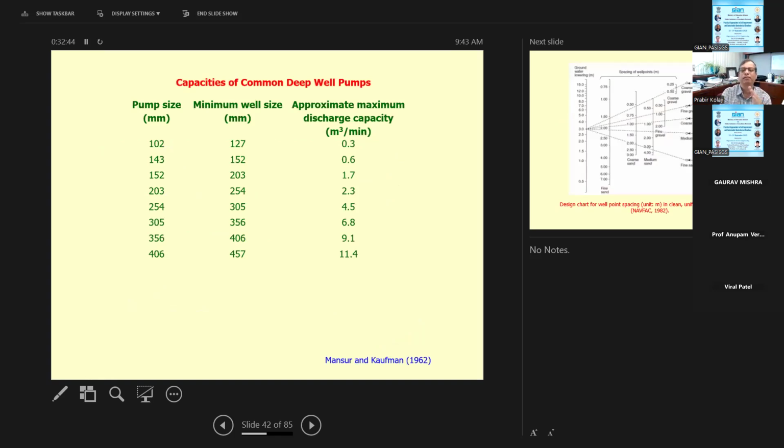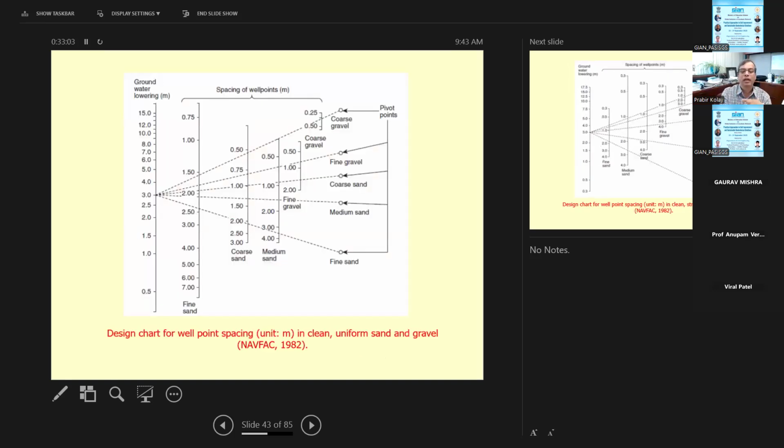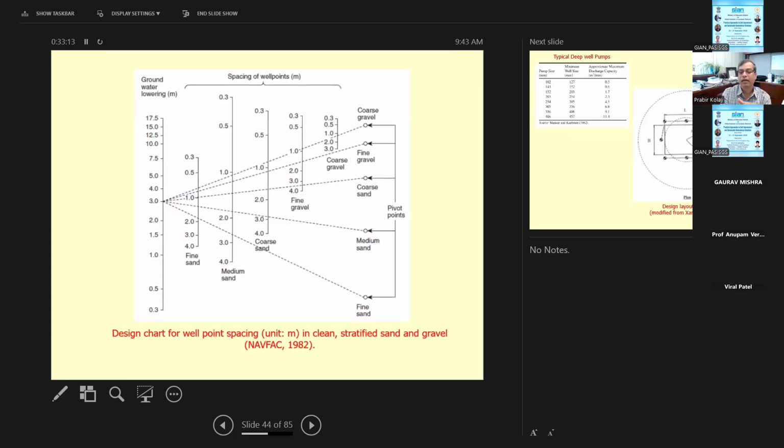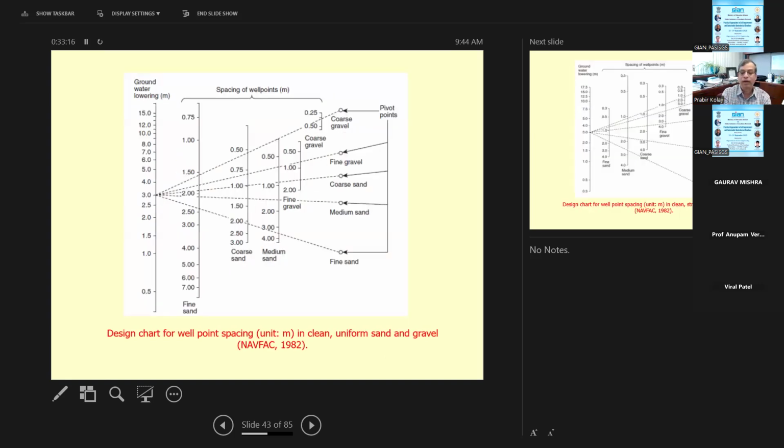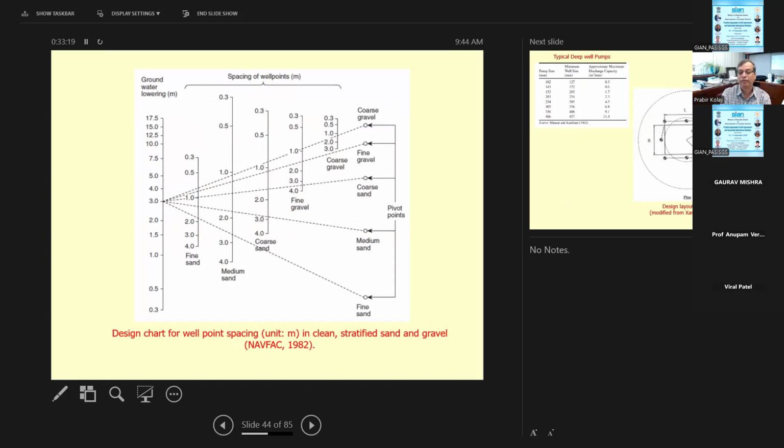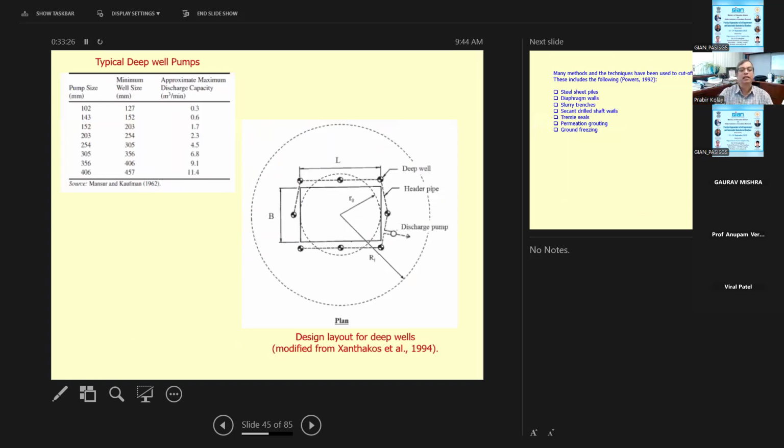Deep well system. This will give you some idea. This is from Mansour and Kaufman's paper. Basically, how much is the size of the pump, the minimum size of the well, and the maximum capacity of discharge. All these things you need to decide, and this will give you a guideline. And as I mentioned, the design chart for the well point system is from the NAVFAC design chart. This is for clean stratified gravel. The earlier one was for homogeneous gravel, sand and gravel. And again, this is the same table I mentioned over here.